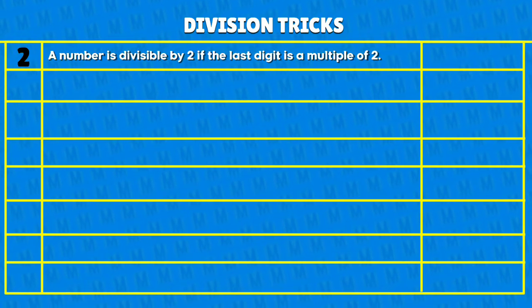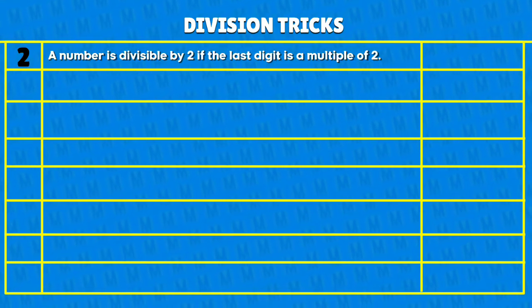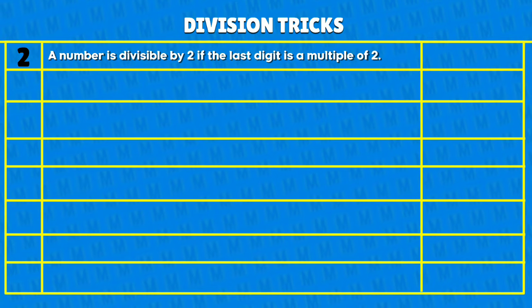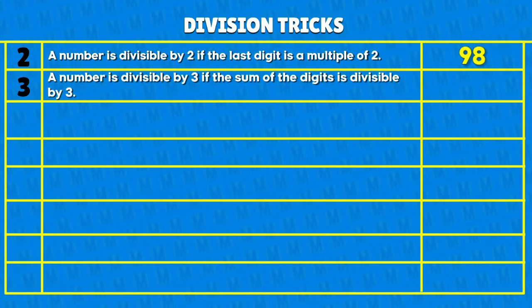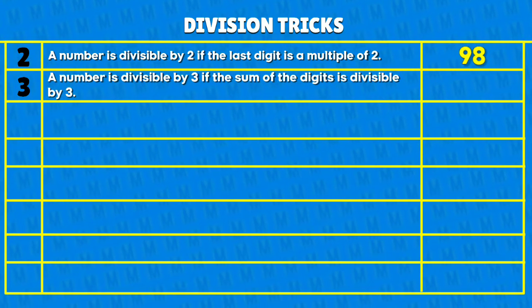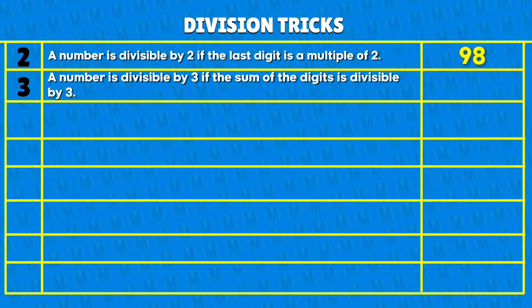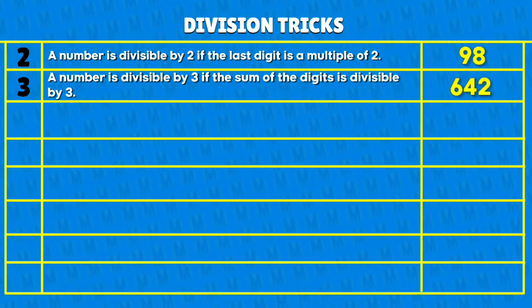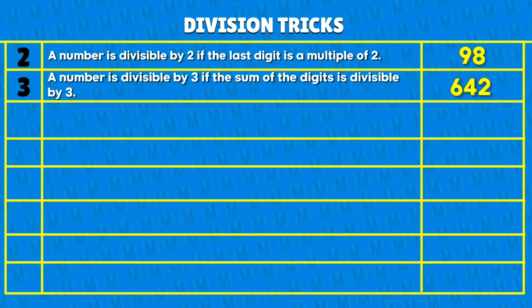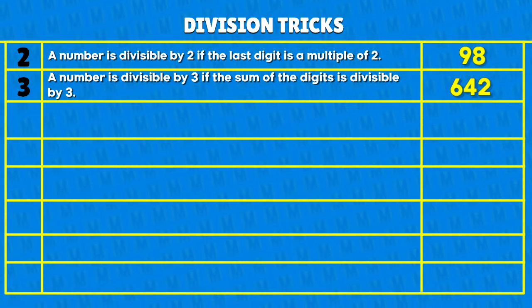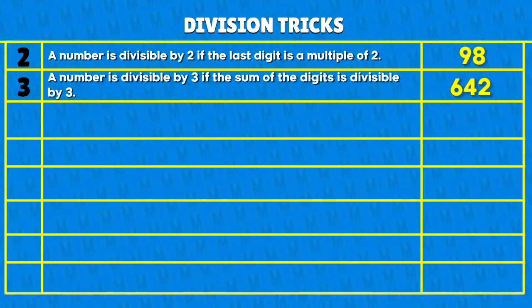Because you've watched to this very minute, I'll be giving you a bonus trick, and it's called division tricks. Here is a quick way to know when a number can be evenly divided by certain numbers. A number is divisible by 2 if the last digit is a multiple of 2. Example, 98. A number is divisible by 3 if the sum of the digits is divisible by 3. Example, 642, because 6 plus 4 plus 2 is equal to 12, which is divisible by 3.